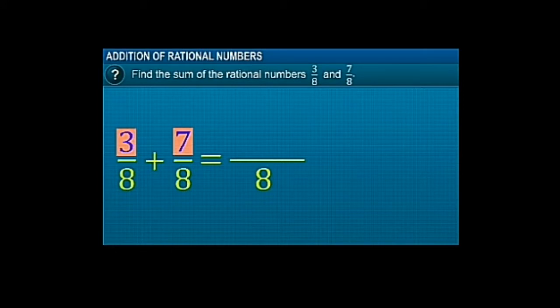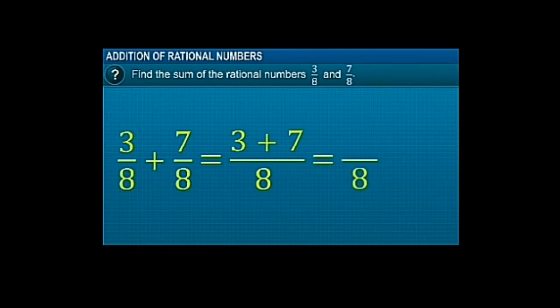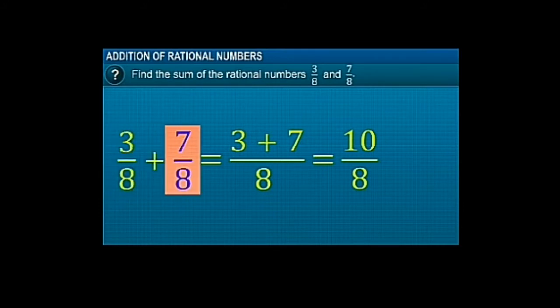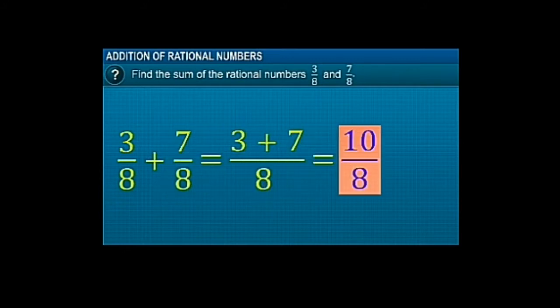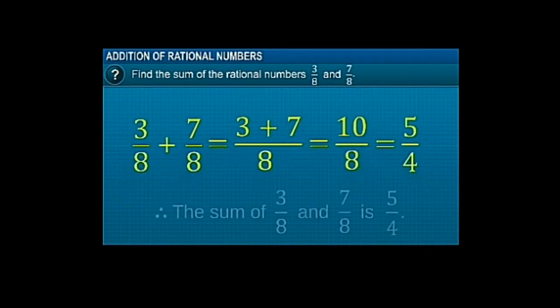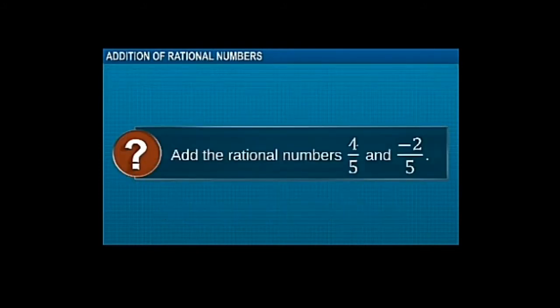3 plus 7, which gives you 3 plus 7 by 8, which is 10 by 8. So 3 by 8 plus 7 by 8 is equal to 10 by 8. In this, the denominator of both the fractions is 8, so the denominator of the sum is also 8, and the numerator is the sum of the numerators of the given rational numbers. 10 by 8 in simplest form is 5 by 4.